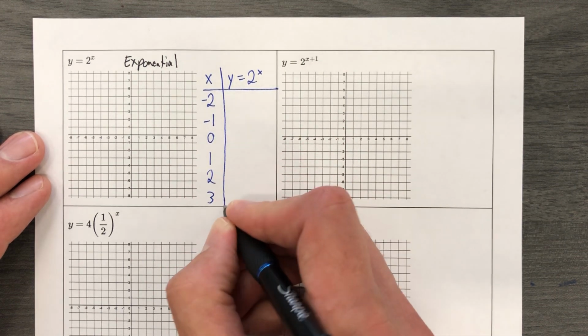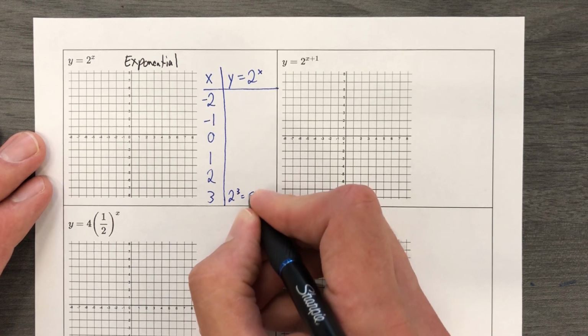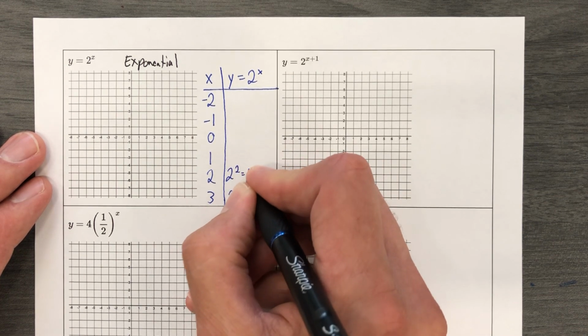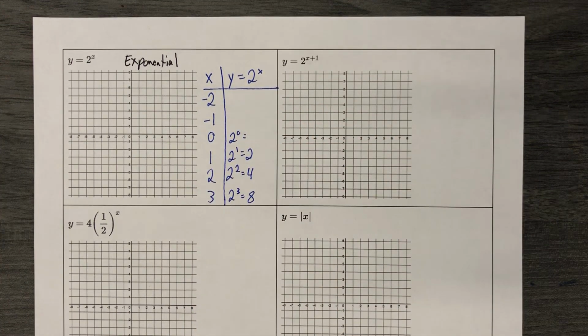Let's go -2, -1, 0, 1, 2, 3. We'll go a little bit further, and we'll start at the bottom. So this would be 2 to the third. 2 to the third is not 6, that is 8. 2 to the second is 4. 2 to the 1 is 2. 2 to the 0. Okay, you can see a pattern here, right?